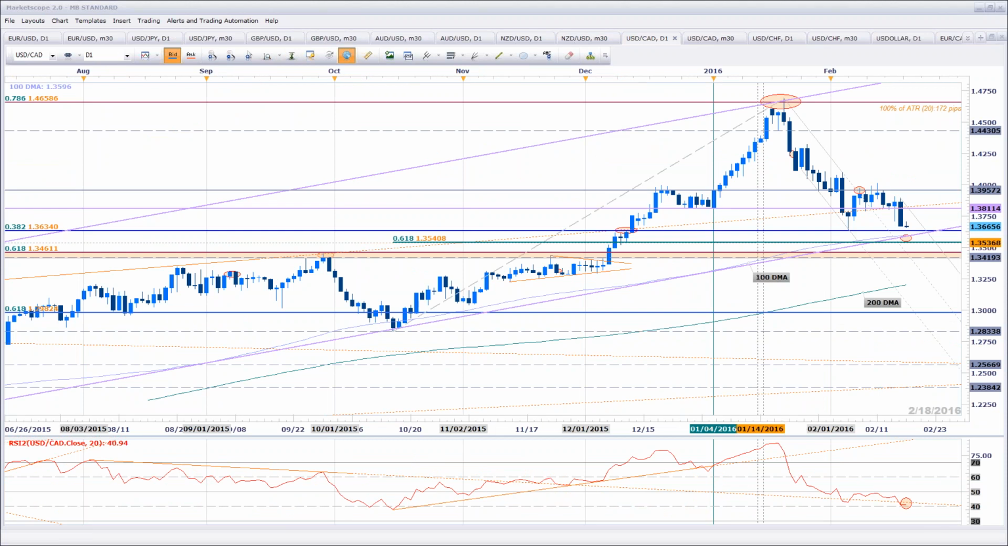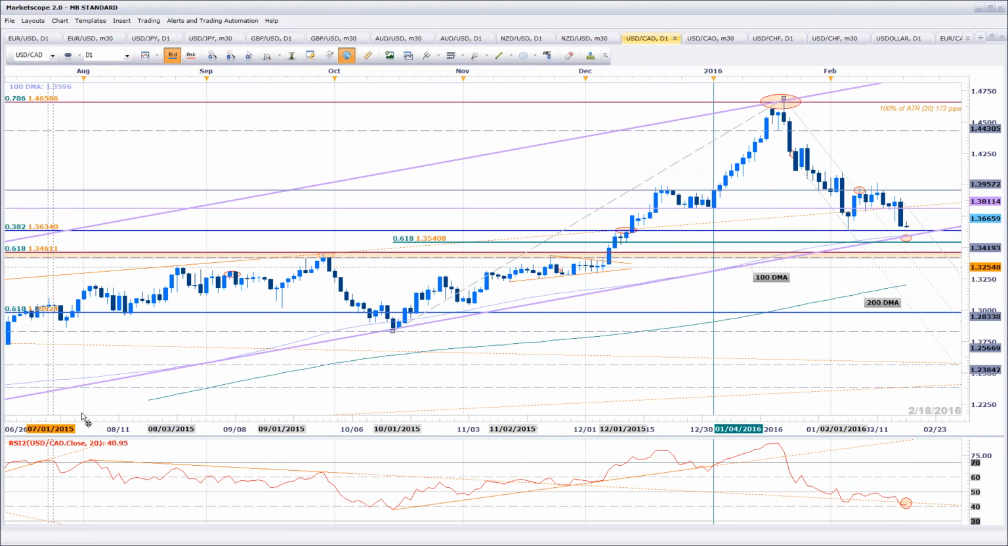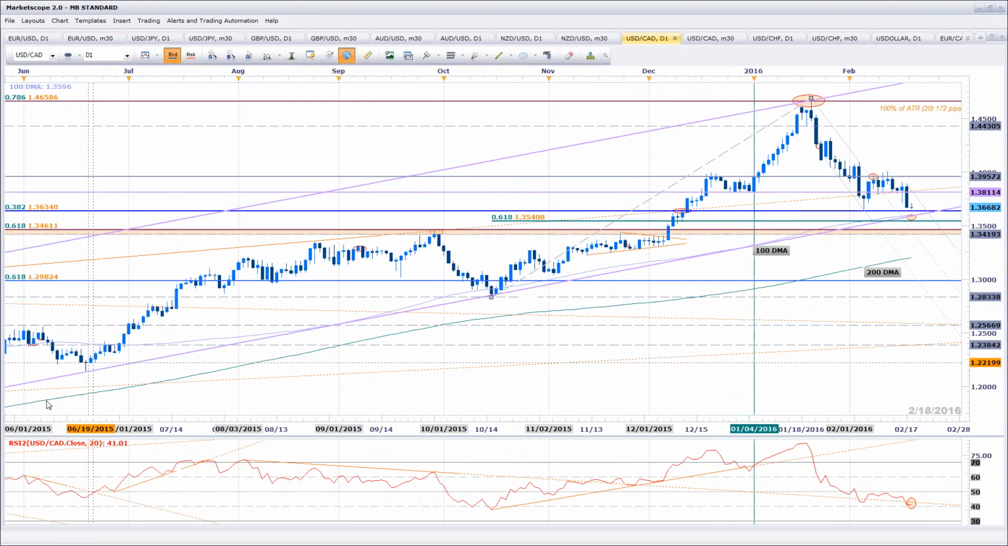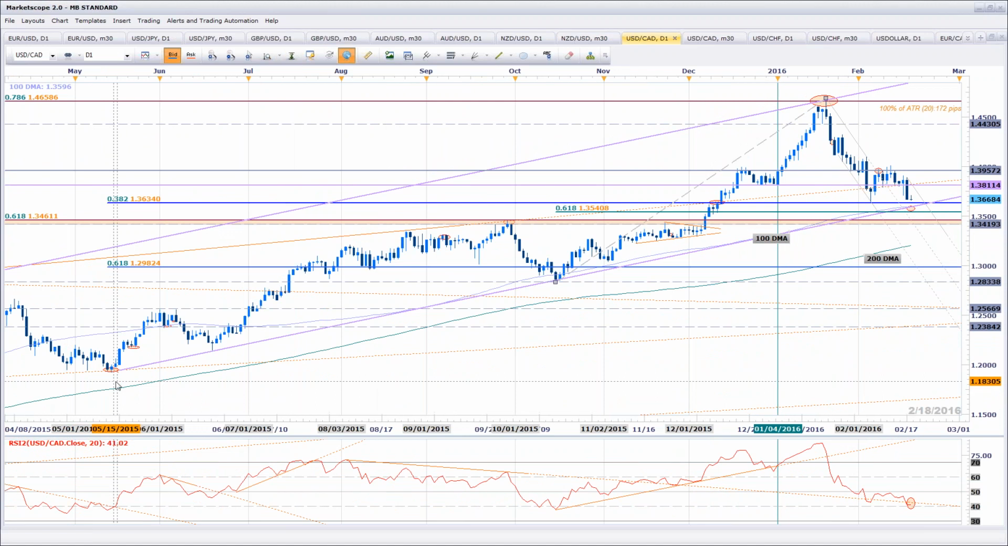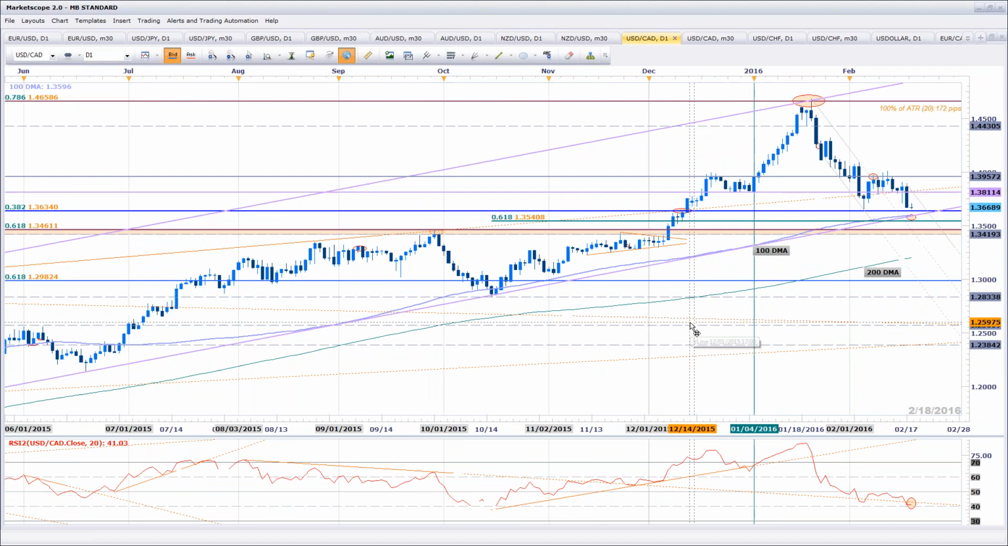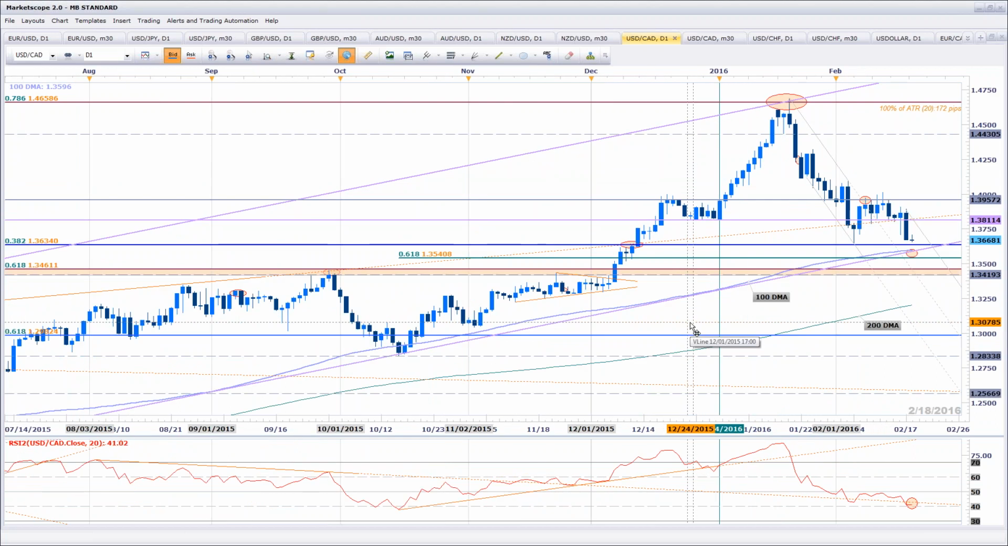But just ahead of that, I do want to point out that 100-day moving average and basic trendline support, channel support, dating back to that low that you made, what was that, in May of last year. That is dead on with the 100-day moving average here, right around 135.96, essentially 136 for dollar CAD.